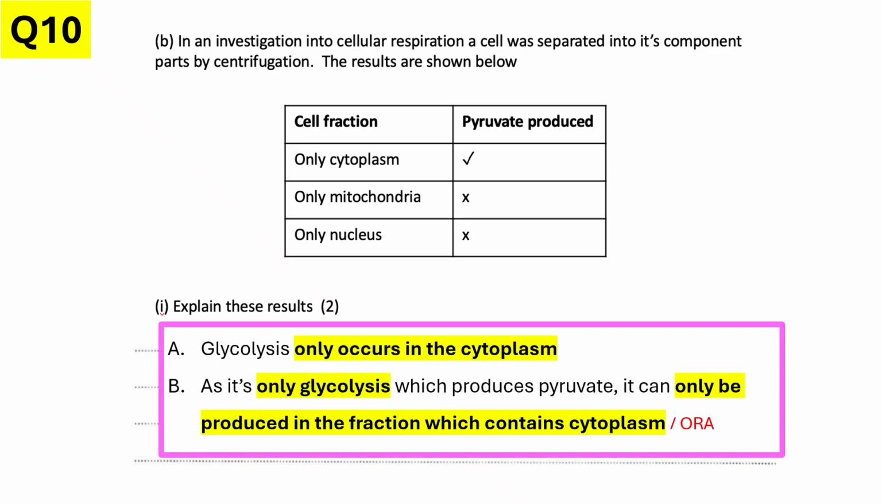So the answer is that glycolysis only happens in the cytoplasm because the enzymes for glycolysis are located in the cytoplasm, which are needed, for example, to make the triose phosphate and then to oxidize the triose phosphate into the 3-carbon pyruvate. So we can only get pyruvate where we have the enzymes necessary for glycolysis, which is only in the cytoplasm.